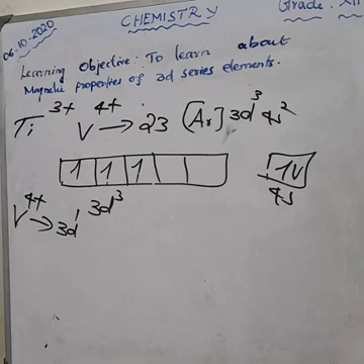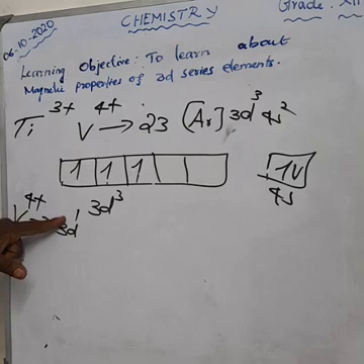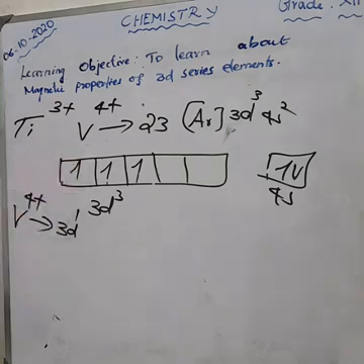And also now we write what's the mu value? That is root of n into n plus 2. Unpaired electron is 1, n is equal to 1. So what's the answer? 1 into 1 plus 2, we get root 3. Root 3, the value is 1.73 Bohr magneton. Okay.